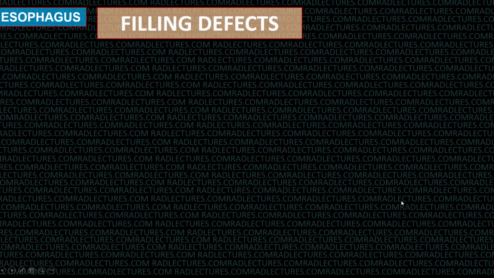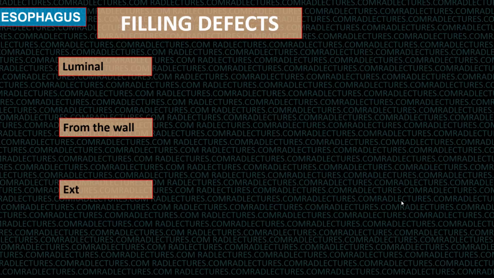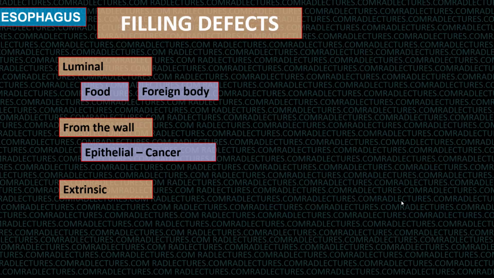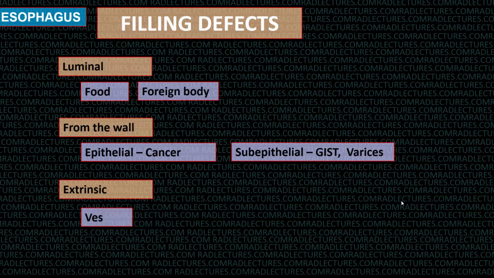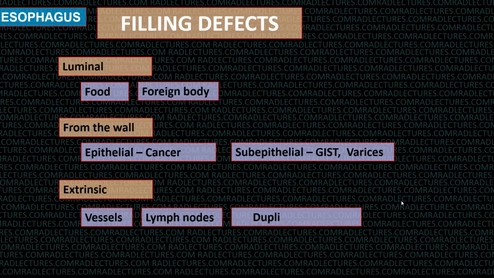Going on to the filling defects, because we are at cancer, they can be luminal, within the lumen, they can be from the wall, or they can be extrinsic. If they are within the lumen, then it's usually food or foreign body. If they're arising from the wall, it's epithelial, which can be cancer, or subepithelial like GIST and varices. If they're extrinsic, then it can be due to vessels, lymph nodes, or duplication cysts.